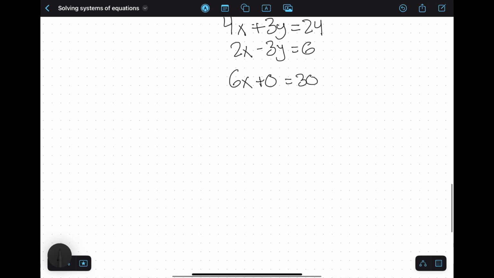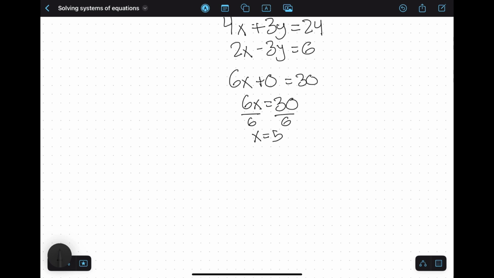Now we solve for x. 6x, we're going to negate the 0, equals 30. Which brings us to divide by 6, divide by 6. X is equal to 5.